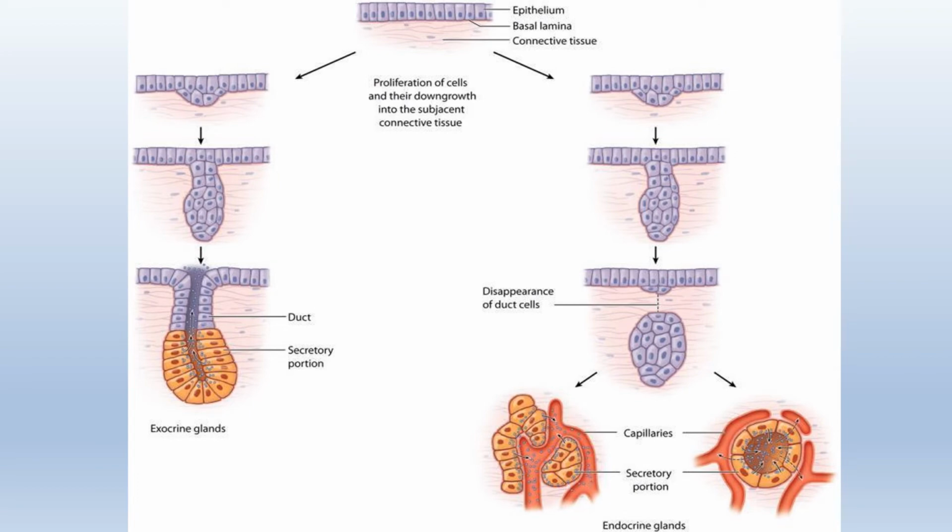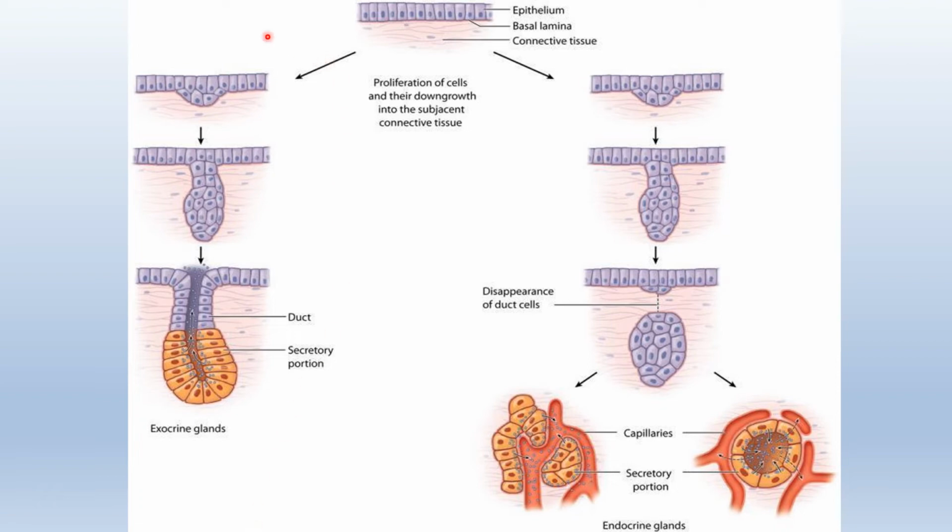During fetal development, epithelial cells proliferate and penetrate the underlying connective tissue. These cells may or may not maintain a connection with the surface epithelium. The connection is maintained to form a duct in the exocrine glands. It is lost as endocrine glands develop.